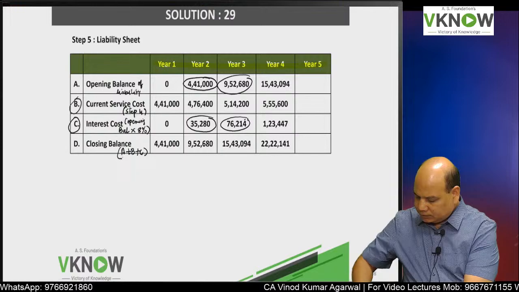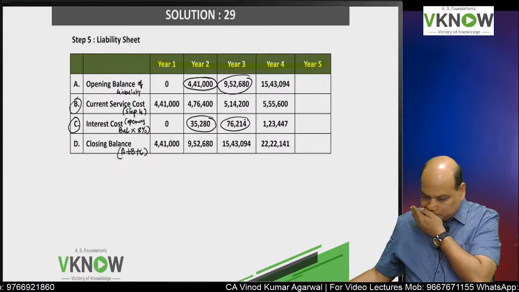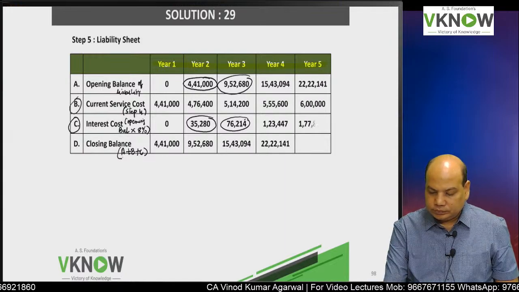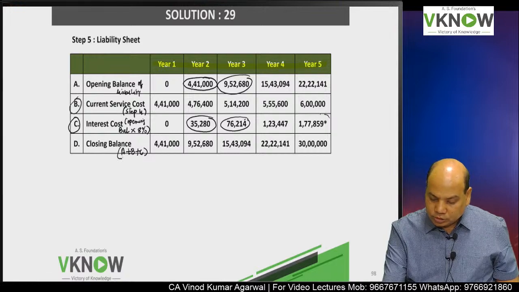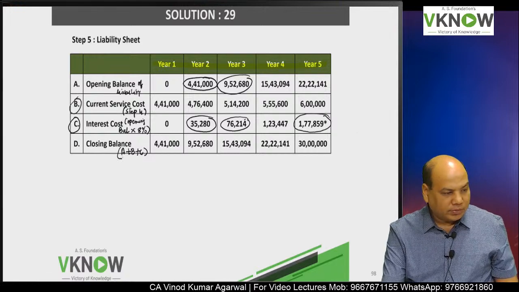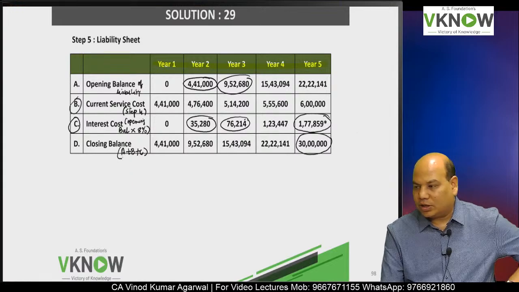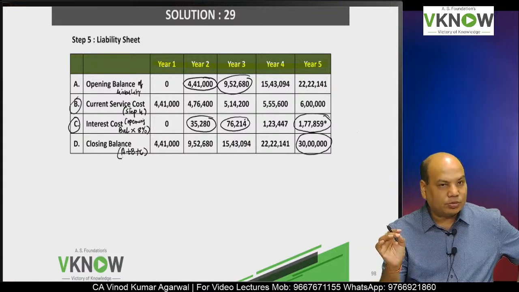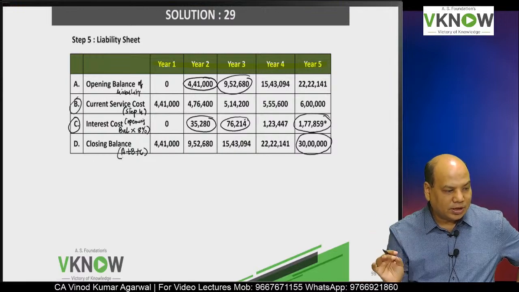Now check the answer. In the fifth year, what do you do? The interest will become the balancing figure, as the total amount payable to Roshan is 30 lakhs. So if there is a difference of 1 rupee, 2 rupees, 3 rupees, 4 rupees, please adjust in the interest part.